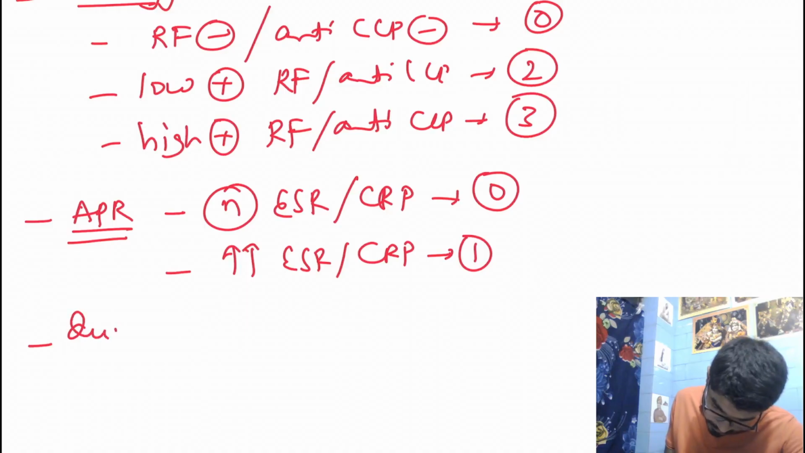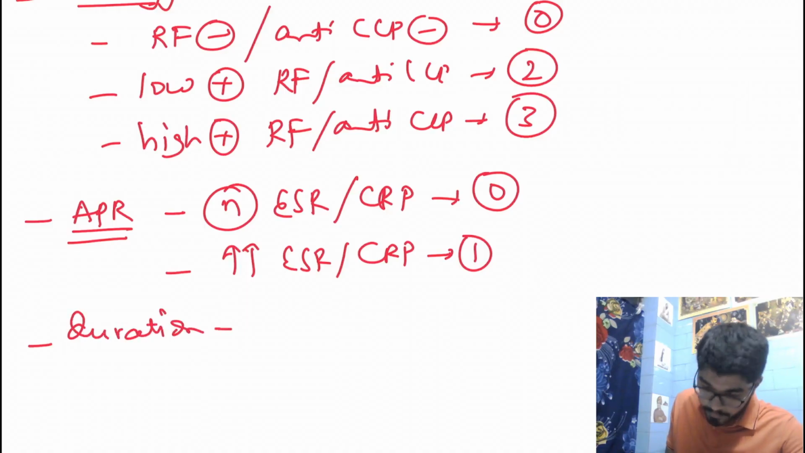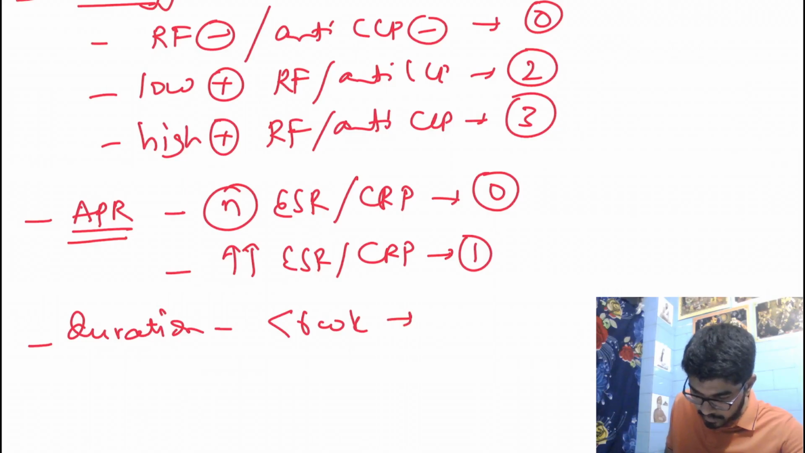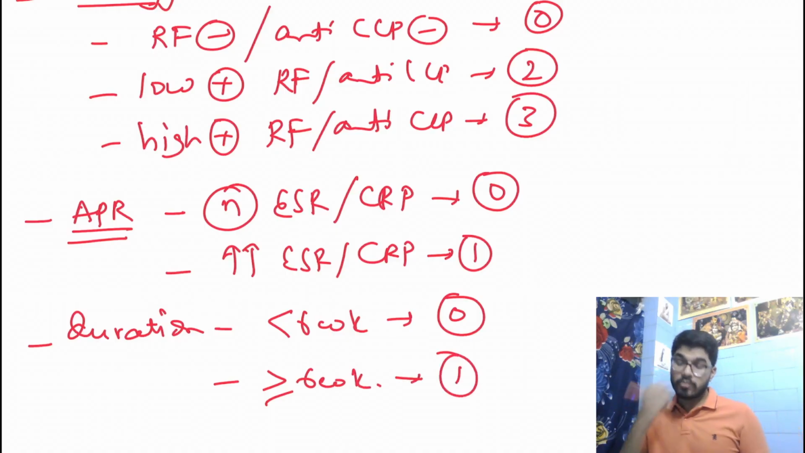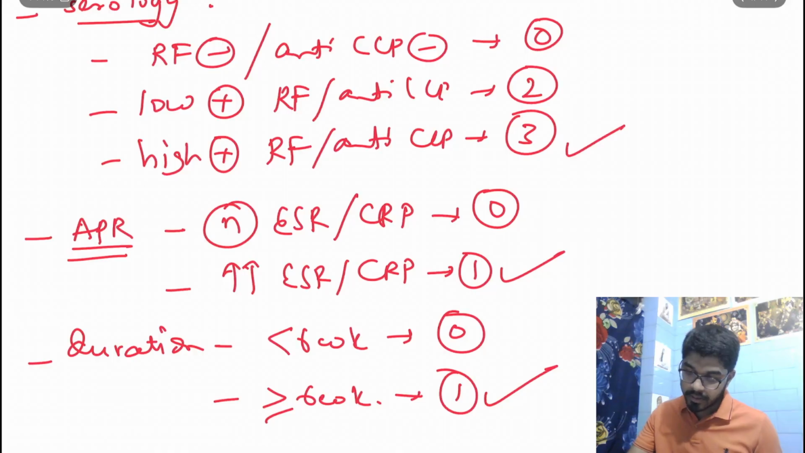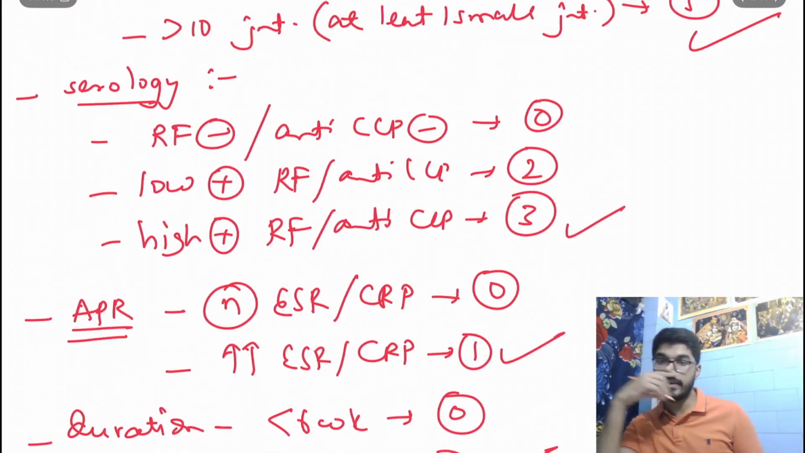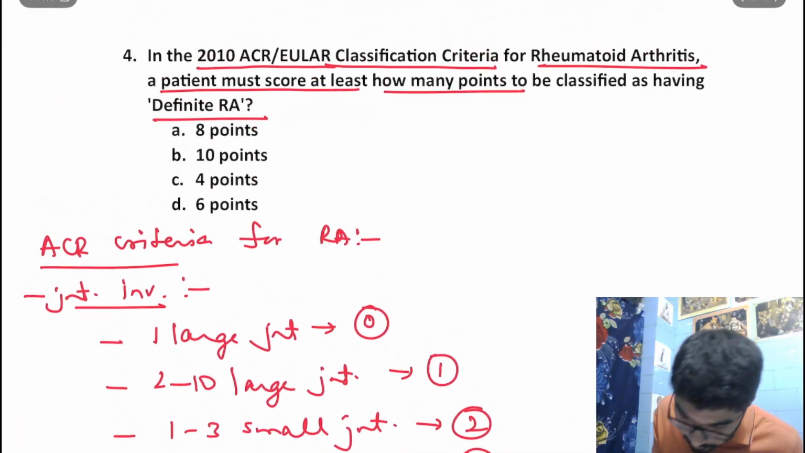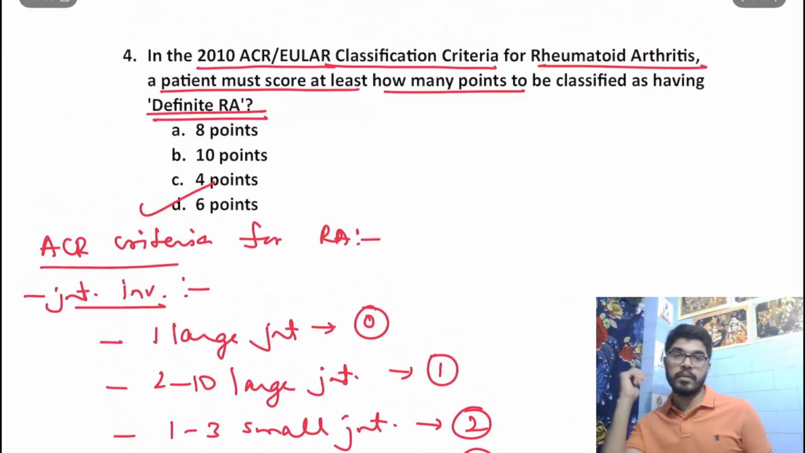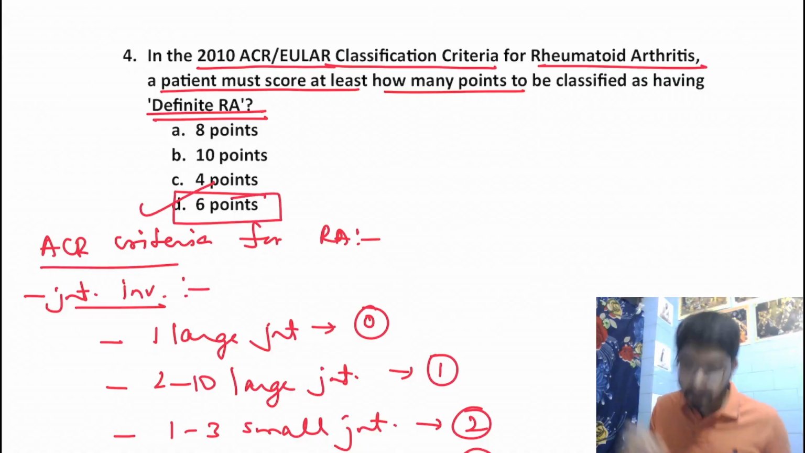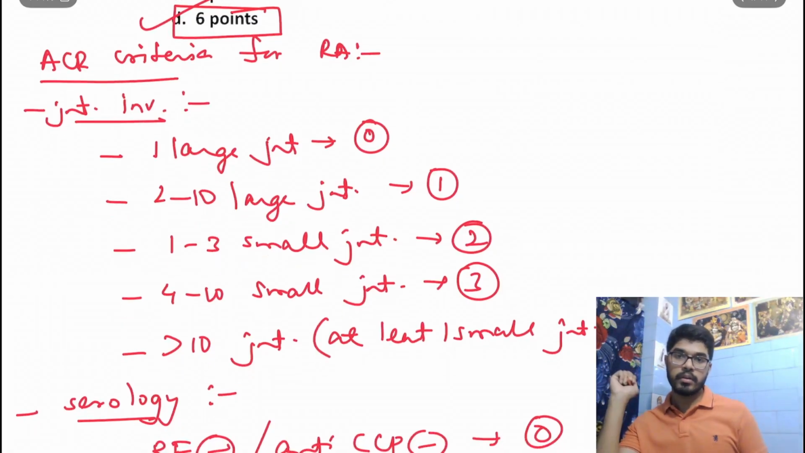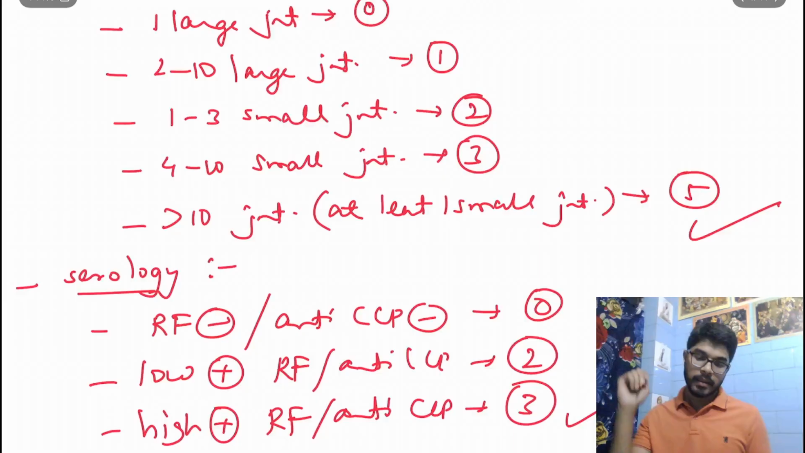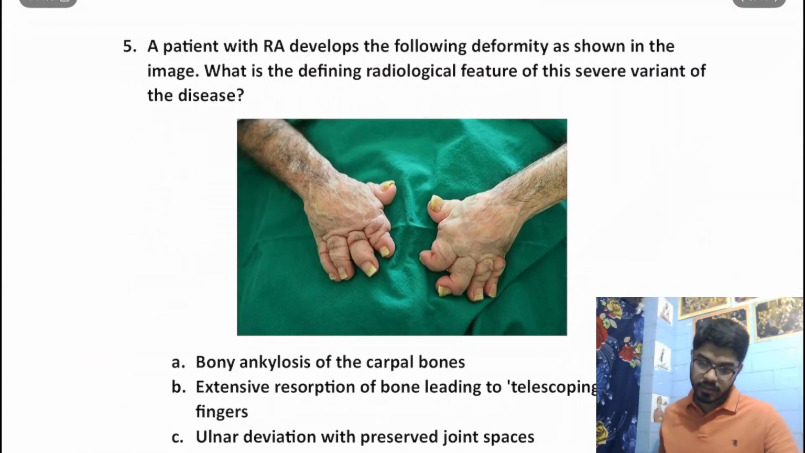And the final criterion is duration. If it is less than 6 weeks, we give a score of 0, and if it is more than or equal to 6 weeks, we give a score of 1. So the totals can be 1, 3 and 5; at most it can be 10. And when do we call it definite RA? When it passes 6 points. Remember it. So this ACR criteria is quite important. We need to remember this. Okay. Moving on to the next question.